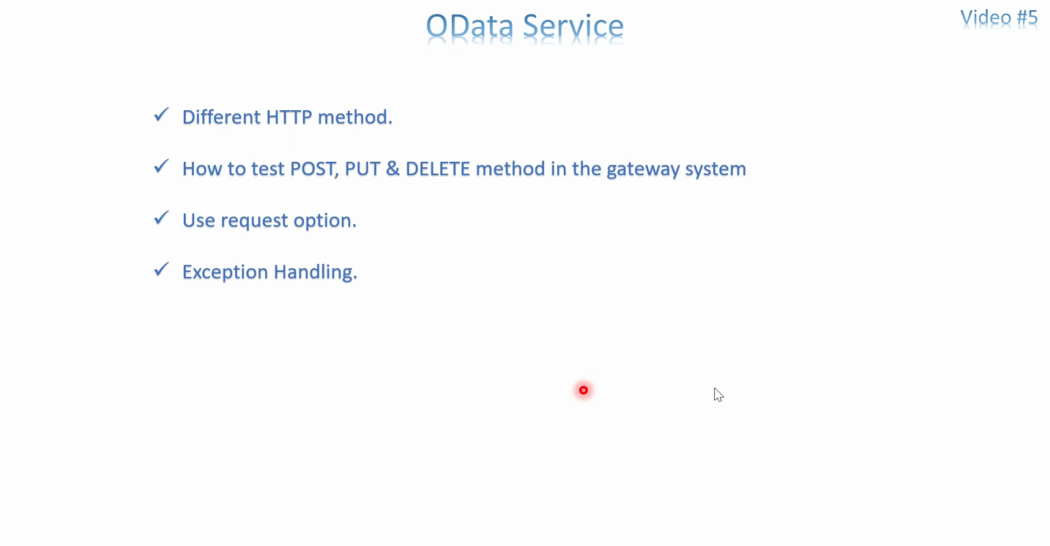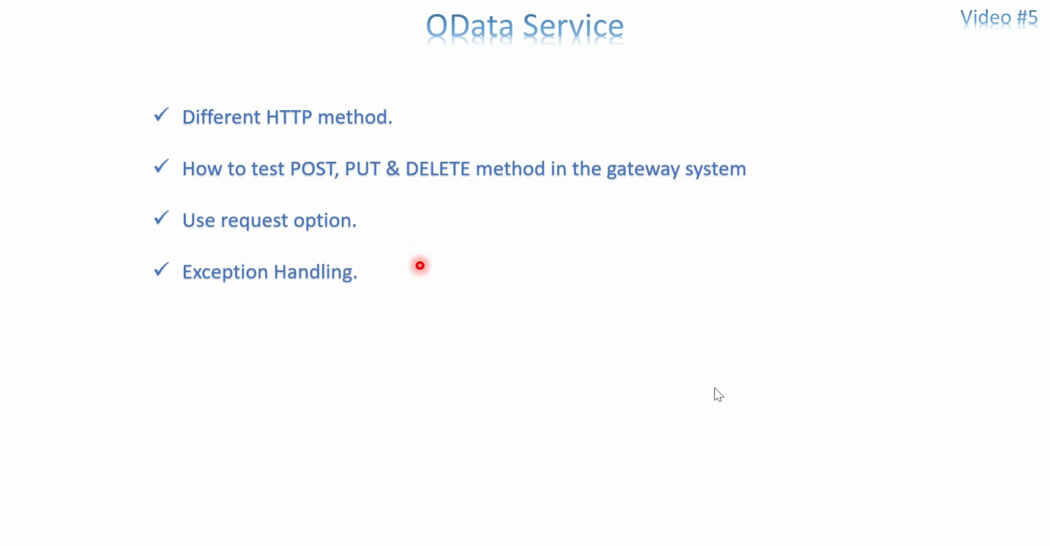It is a little different to pass the input for these methods, POST, PUT, and DELETE. It's not like GET. For GET we normally use only the entity set, or the entity set with key field values. But for these, we have a little different input method. For that, we are going to use the option called use request option.